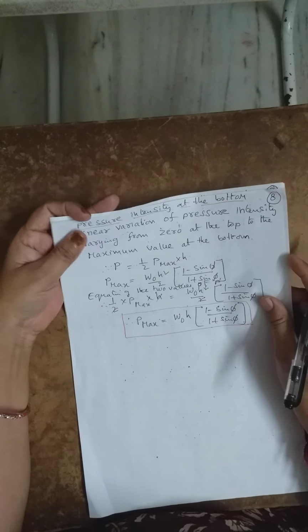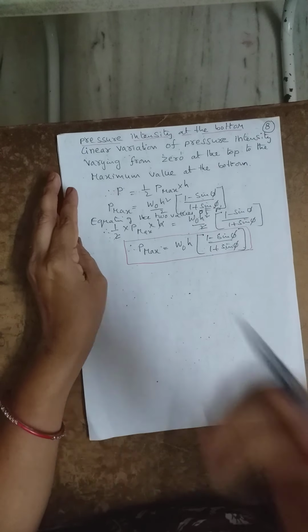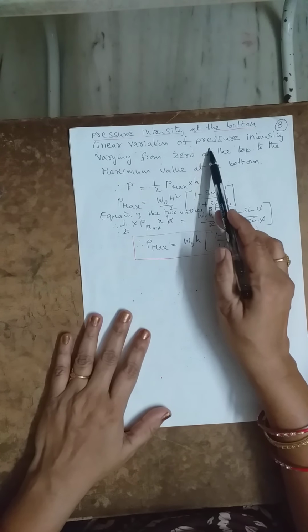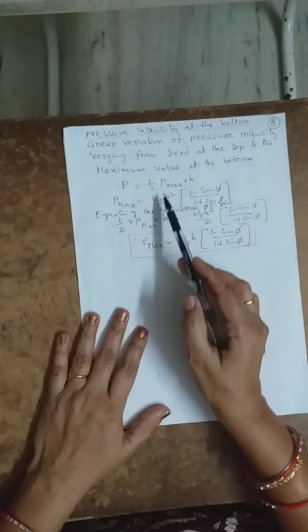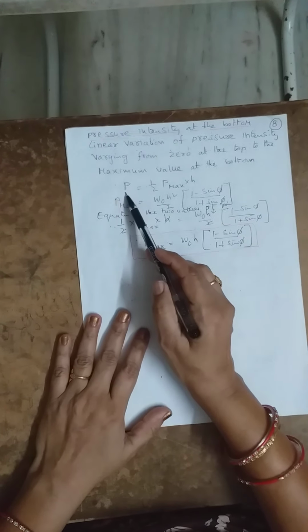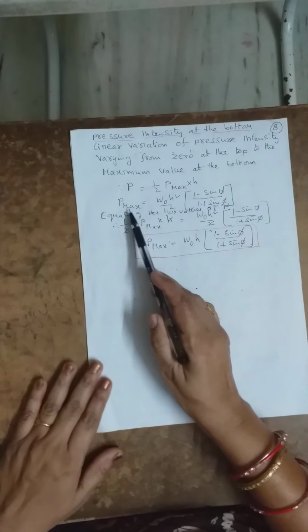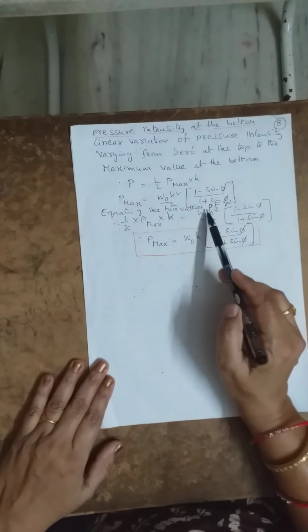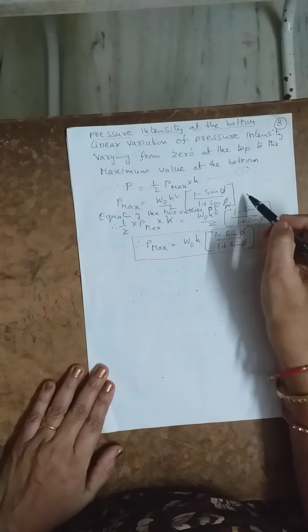And the other one is the pressure intensity at the bottom of the retaining wall. It varies linearly, this pressure intensity varies from 0 at the top to the maximum value at the bottom. So we know that P is equal to half into P maximum into height. P maximum we have already derived as WOh²/2 into (1 − sin φ)/(1 + sin φ). So if you equate these two, this is 1 and this is 2.